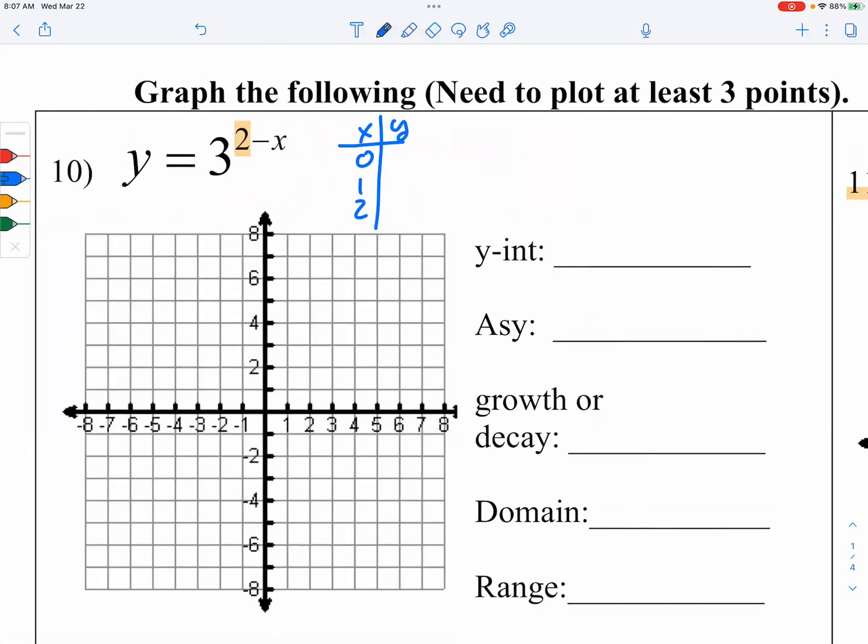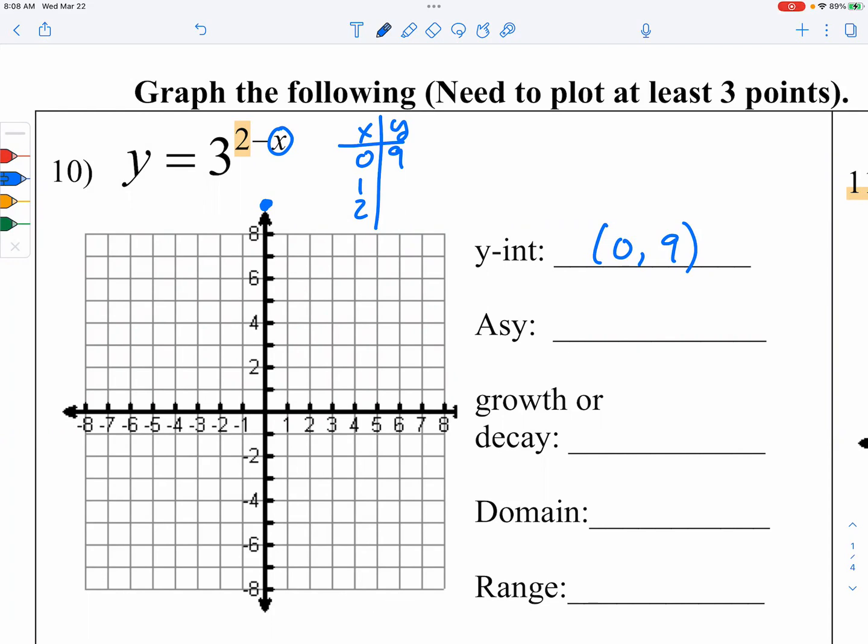So when x is 0, you simply have 3 to the second power, which is 9. So somewhere right there, 0, 9. All right, so even though it's not really on the graphic area, it doesn't mean that the y-intercept doesn't exist. Okay, you still write down 0, 9.